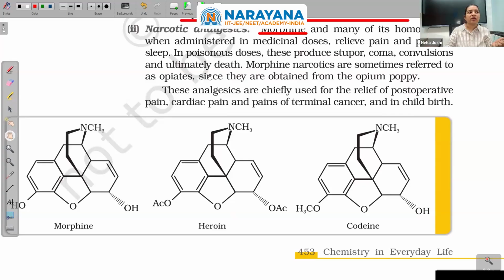Morphine narcotics are sometimes referred to as opiates since they are obtained from the opium poppy. Opium poppy is basically a plant, and we get this from its bud. Okay, what is opium poppy? I want to show you the picture.